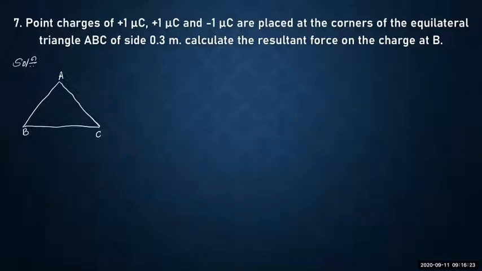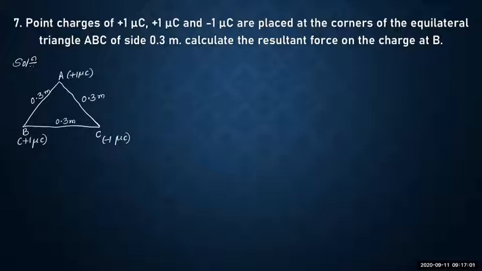Assume that at A we have taken +1 microcoulomb of charge. At B we have taken again +1 microcoulomb of charge, and at C we have taken -1 microcoulomb of charge. They have given the sides of the triangle as 0.3 meter. All the three sides are 0.3 meter only. Now we have to consider the resultant force on the charge at B.